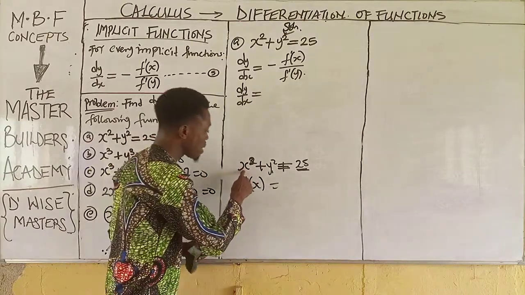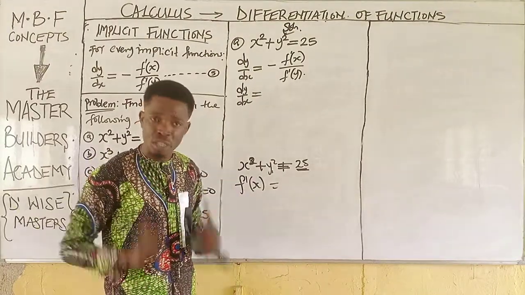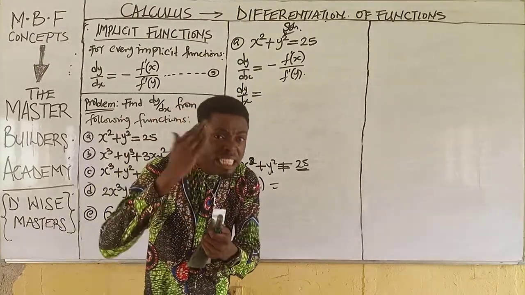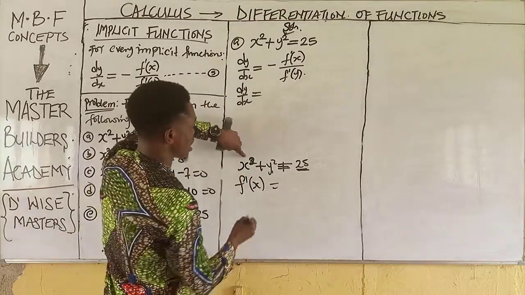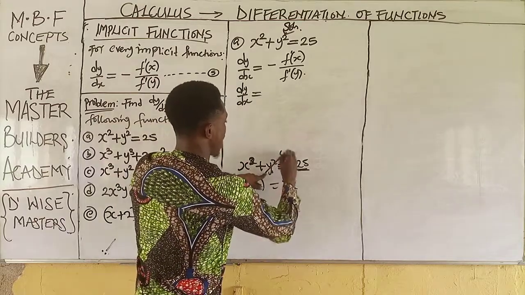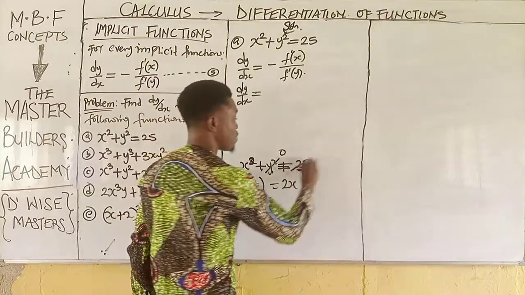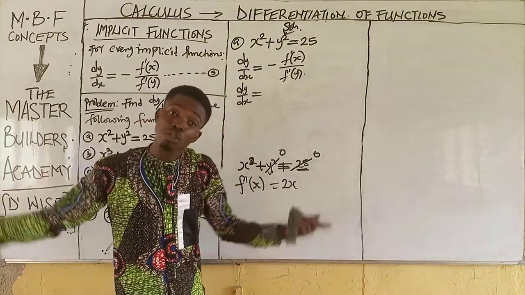So if I am differentiating with respect to x, every other function or variable there is termed a constant. And you understand that anytime you differentiate a constant, you have 0. So here now, if I differentiate x squared, I have 2x. If I differentiate y squared, I have 0. And if I differentiate 25, I only have 0, because anytime you differentiate a constant, you have 0.